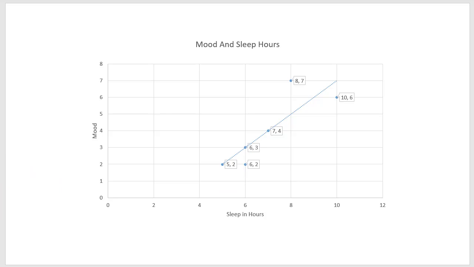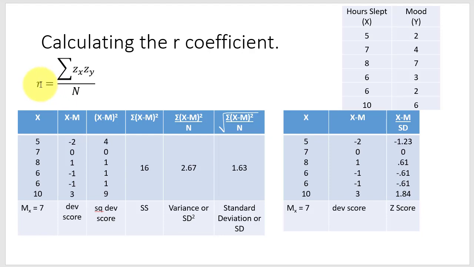So let's calculate the r coefficient with our new formula. In order to calculate the r coefficient, which will tell us the strength and direction of our relationship, we do some stuff that's all the way back from chapters 2 and 3. It's pretty interesting. So we take the sum of the products of all of our z-scores for the x variable, which is hours slept, and the z-scores for our y variable, which is mood, and we divide it by the number of pairs.